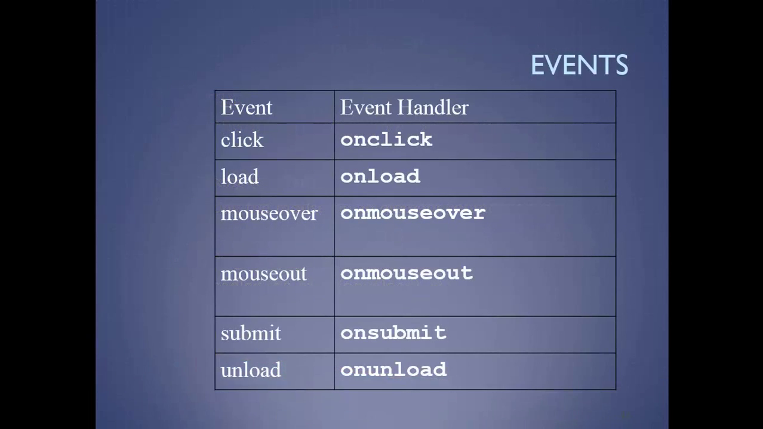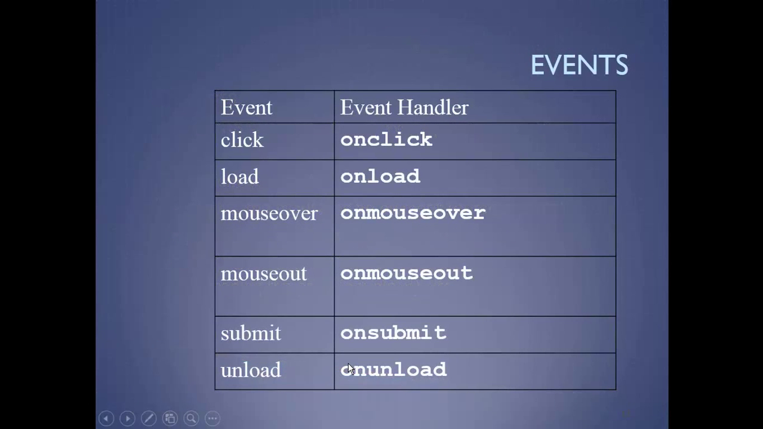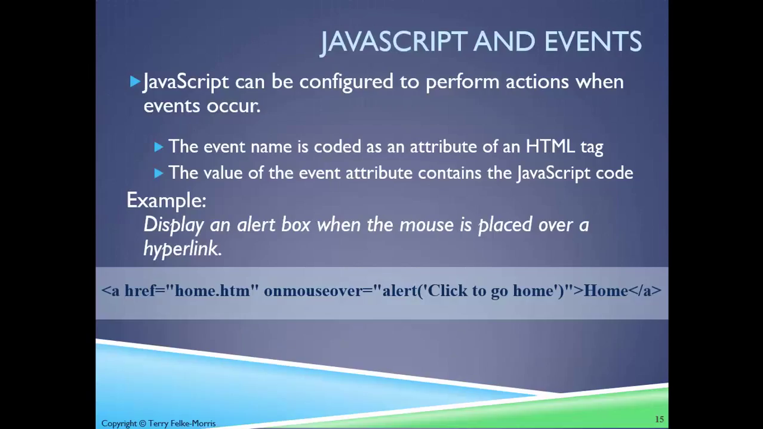You'll notice that all these start with "on." And there's some more here. JavaScript, as it says, can be configured to perform actions when events occur. So here's a hyperlink, and when you mouse over the hyperlink, an alert should come up that says click to go home.